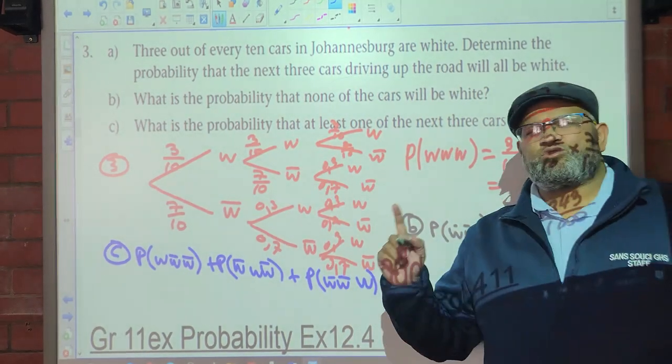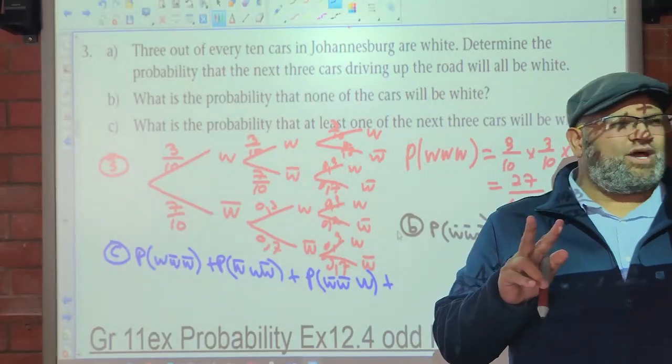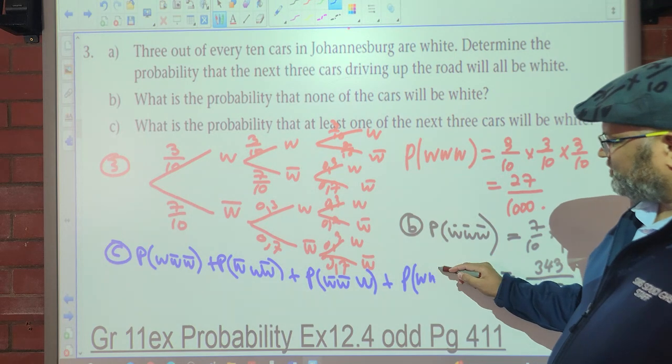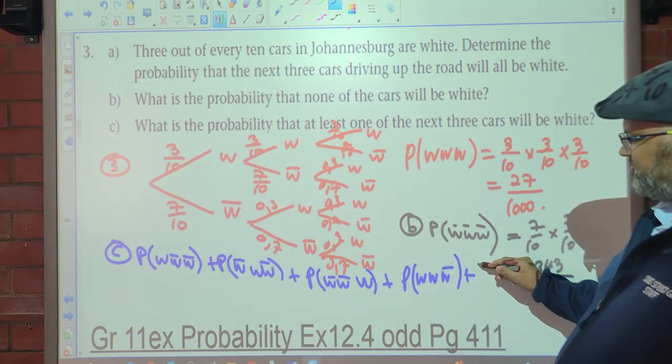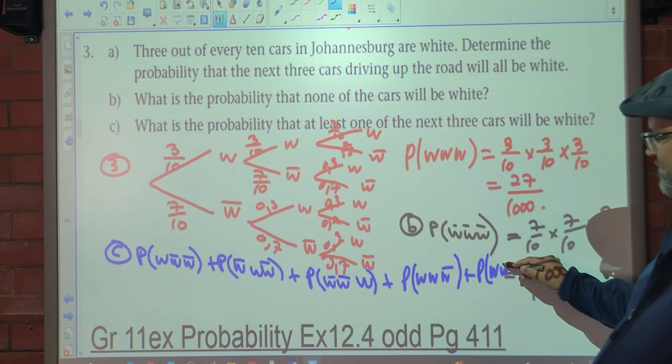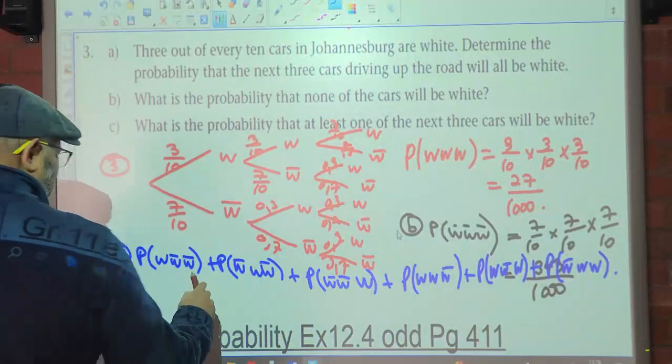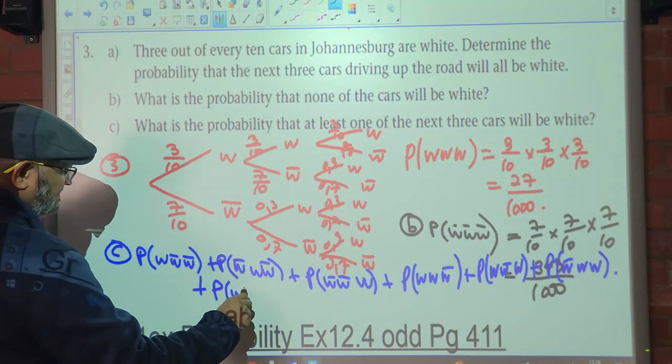So if it says at least one white, then can there be 2 whites? Yes. There will be the probability of white, white, not white, plus the probability of white, not white, white, plus the probability of not white, white, white. Can all 3 be white? Yes. So it's plus the probability of white, white, white.